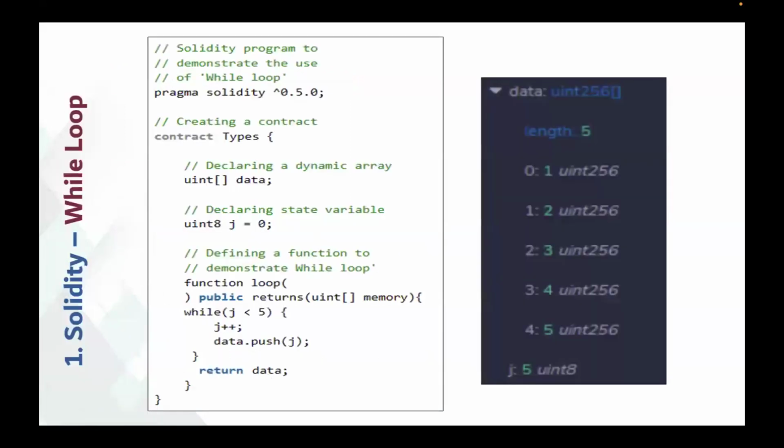Here we have an example that demonstrates the usage of the while loop to initialize an array. We have a contract, and in this contract, we declare a dynamic array called data, and also a state variable called j, and we assign 0 as the initial value. We also have a function, loop function. In this function, we have a while loop.